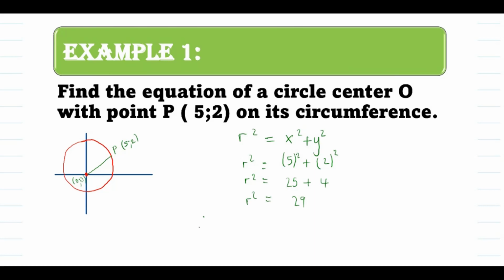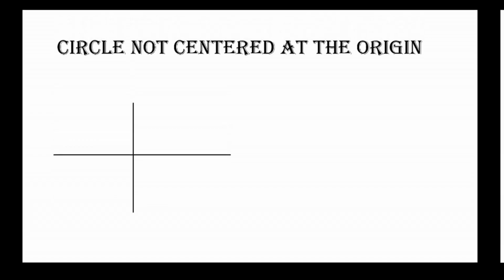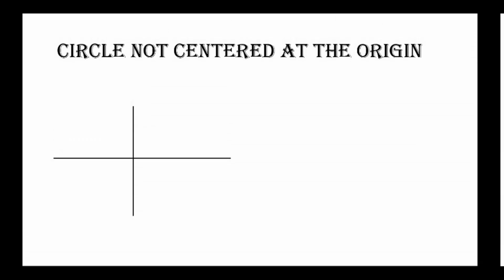Therefore, the equation of this circle that has the center at the origin with the point P on its circumference is x squared plus y squared is equal to 29, which is our r squared. Now, let's get to circles that are not centered at the origin. So we're going to first start off by just explaining how this circle will look.